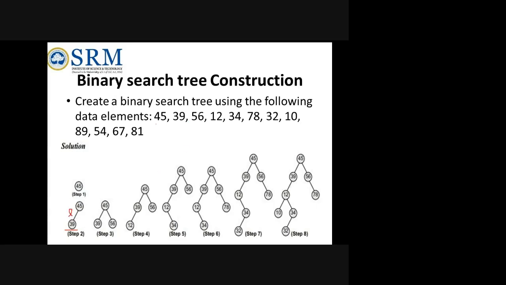Now, next comes 56. 56 won't suddenly be compared with 39. Always you have to compare it from your root node only. So when 56 comes next, you should compare it with 45.